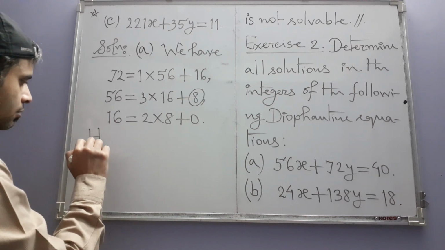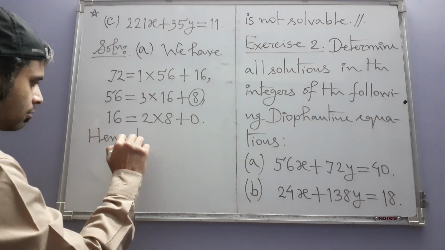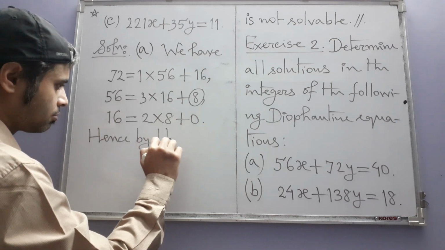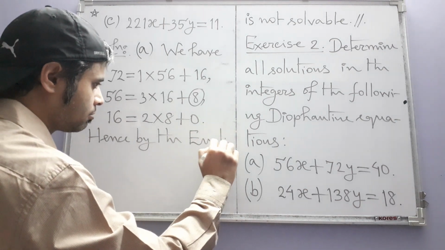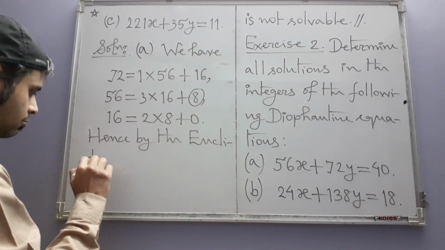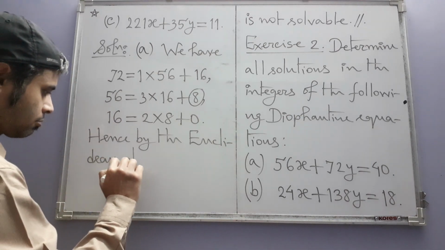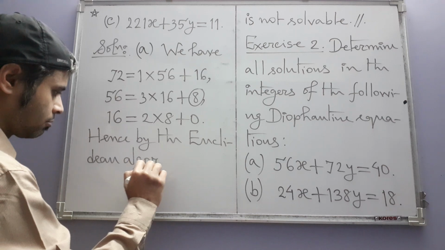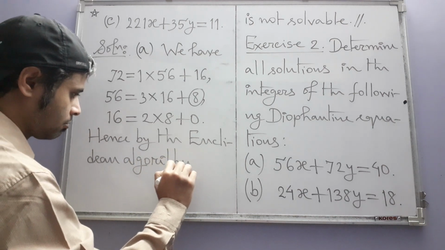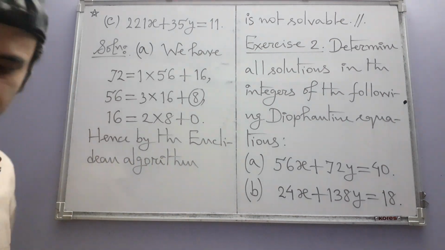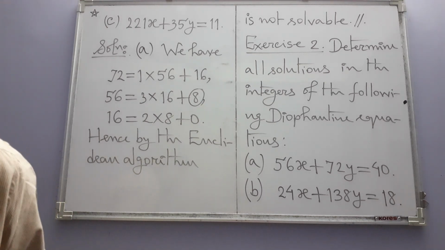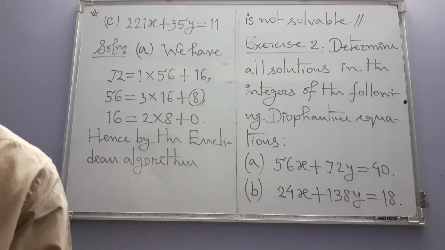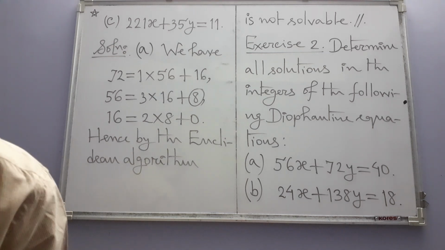Hence by the Euclidean algorithm, what is happening? It's getting fainter and fainter. I think its life is almost over. I have to replace it with a new one.